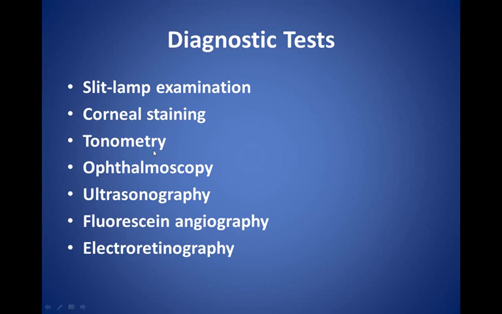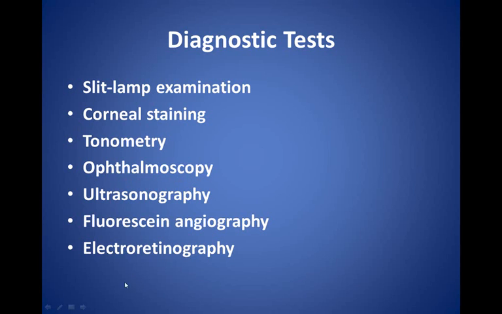Tonometry is how you check the pressure of the eye. You deaden the eye with a little antiseptic drops. Put the tono pen on the eyeball itself and check what the intraocular pressure is. It should be 10 to 21.